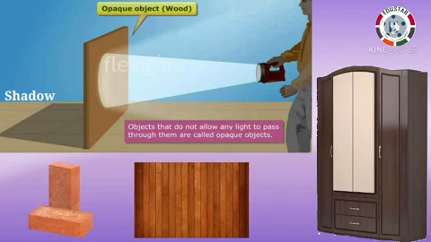The objects through which light cannot pass are called opaque objects. Brick, wood, and cupboard are some examples of opaque objects. We cannot see through opaque objects. Mostly, the opaque objects form shadows when light falls on them.